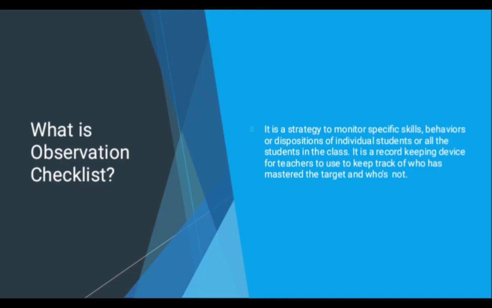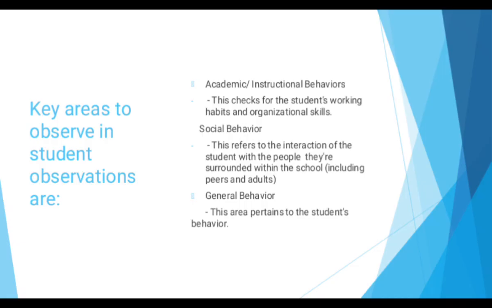A student observation checklist is used by teachers to perform an individual or group evaluation on students regarding their behaviors in the classroom. Key areas to observe in student observations are academic or instructional behaviors. This checks for the students' working habits and organizational skills. For example, does the student work carefully and neatly? Does the student regularly attend the class?